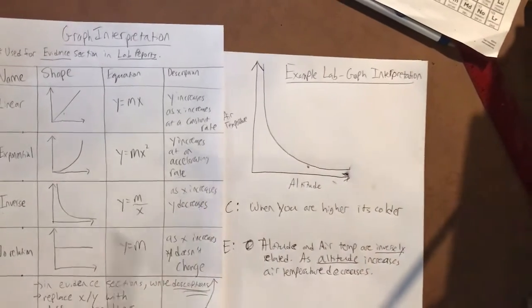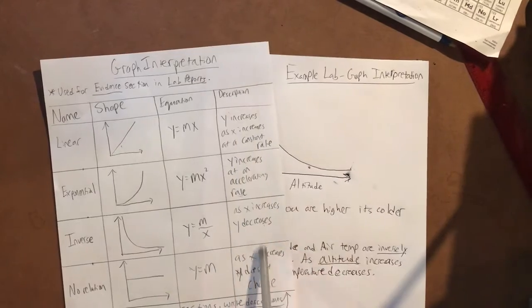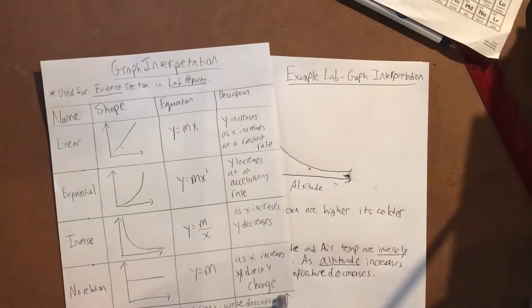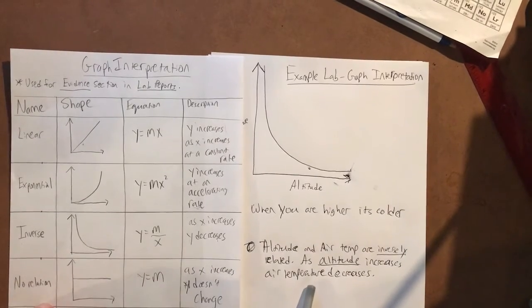And if I had a data table, I don't even need to talk about the numbers. All I have to do is say which one of these four names it is in my evidence section, and then write down one of these descriptions, and my evidence section is done. That's it. It's really short.